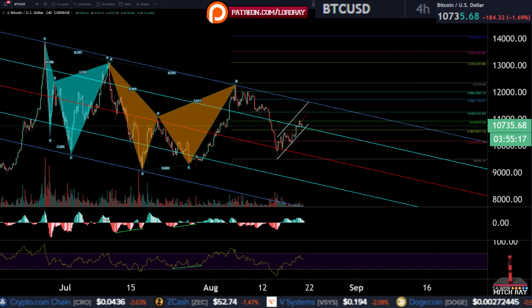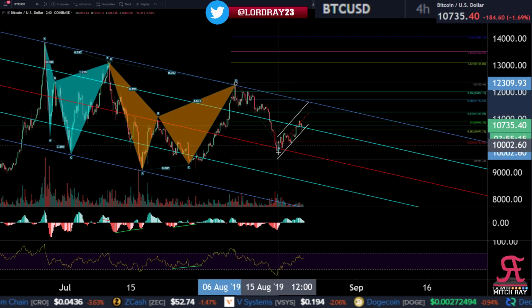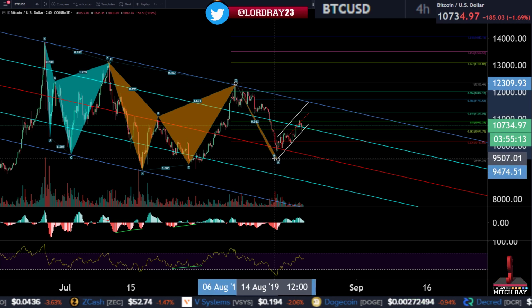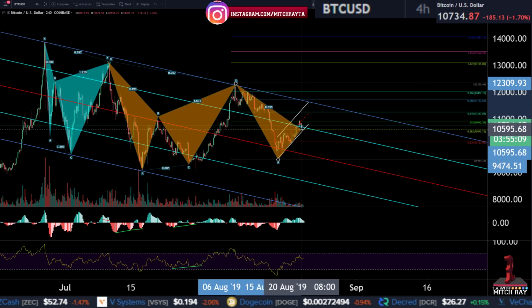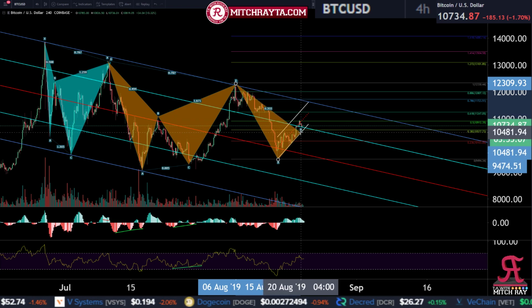If there was to be a harmonic that was to play out here, X to A, and so now I think we're working on B. You could start at a 38% retrace. You're beyond it.